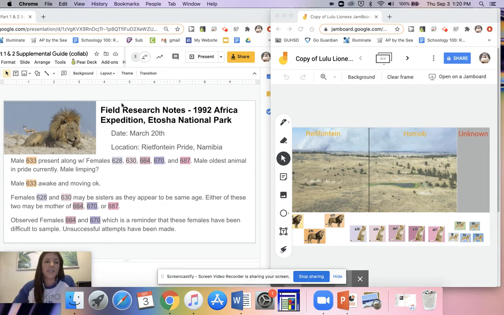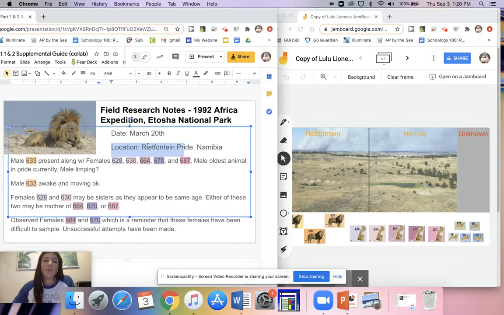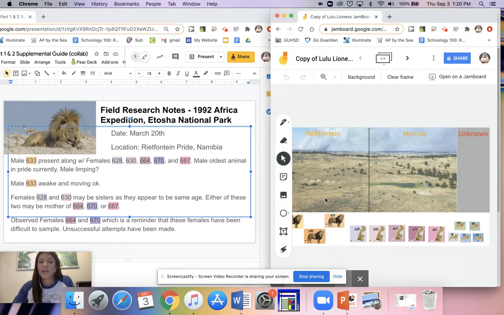So as you're reading, this is our first field research notes. Keep track of the location. So right now we're in this pride area. We see that on our Jamboard. So we're going to read male 33 present along with these females. So we're going to take those lions and move them into that location because we know they're all right there.